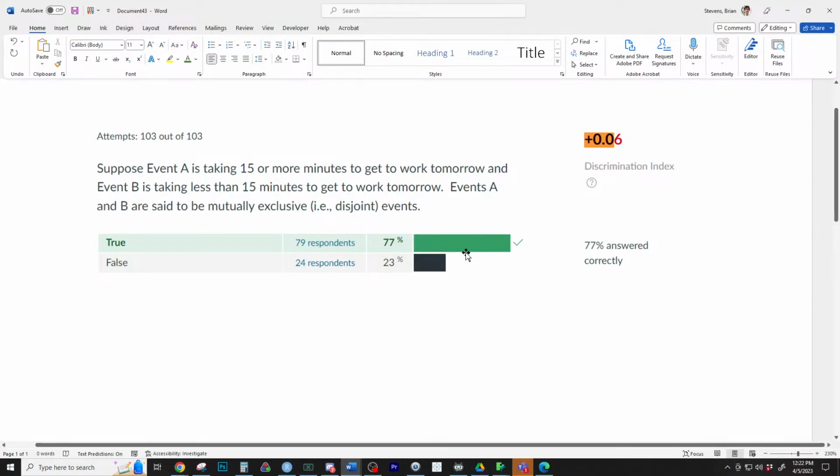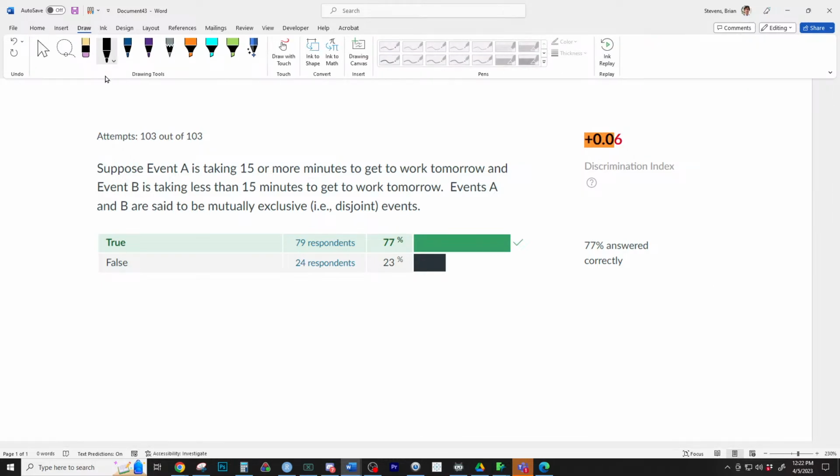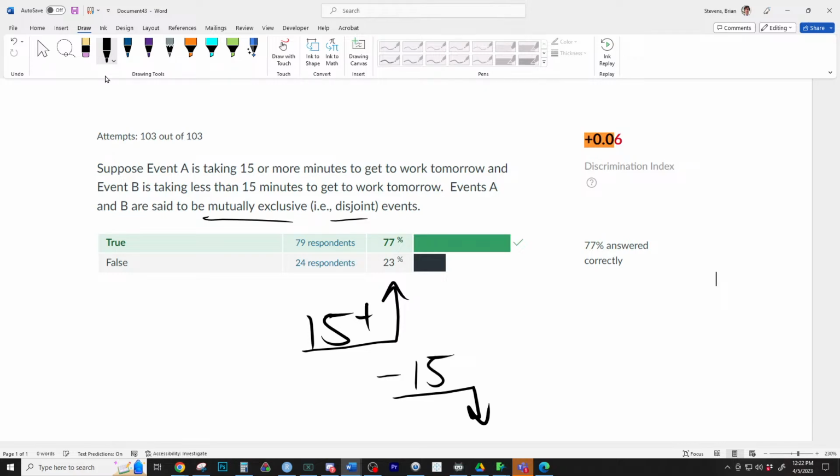Suppose event A is it takes 15 or more minutes to get to work, and event B is it takes less than 15 minutes to get to work. So less than 15, and 15 or more. Are events A and B said to be, and they're giving you both words right here, either word's fine, i.e. disjoint. And so what do you ask yourself when you do a disjoint question?